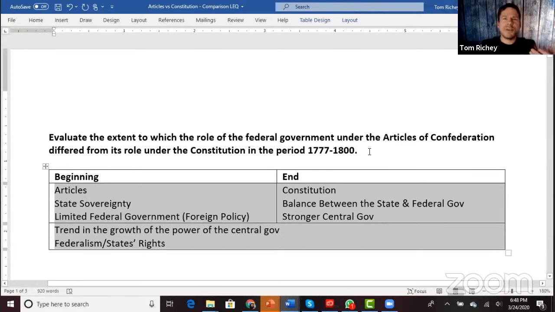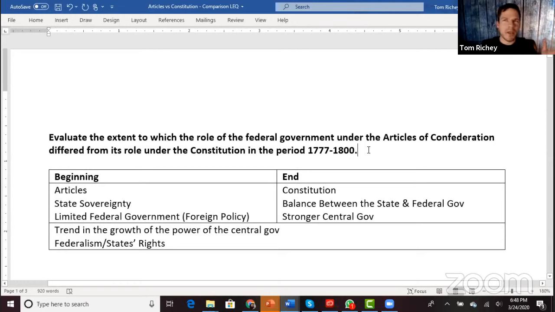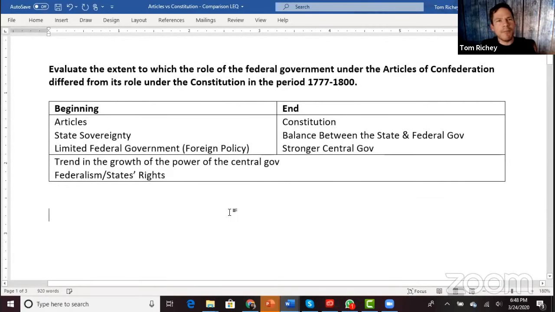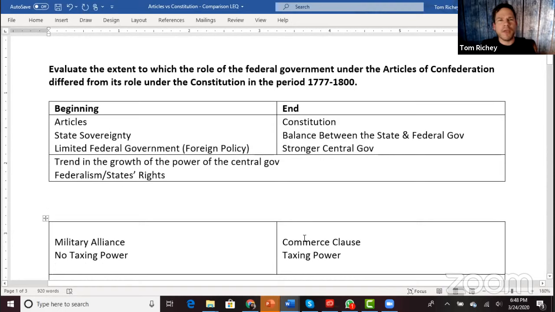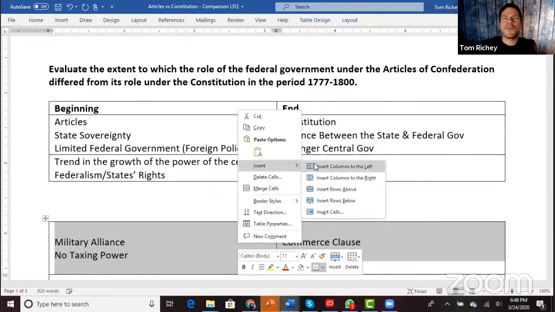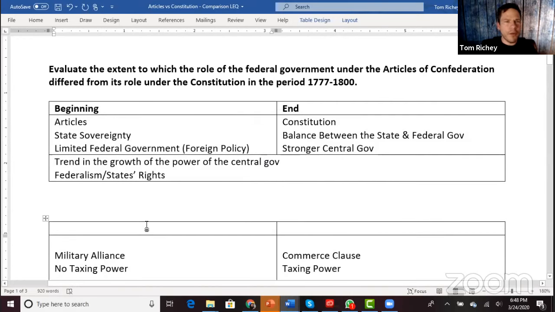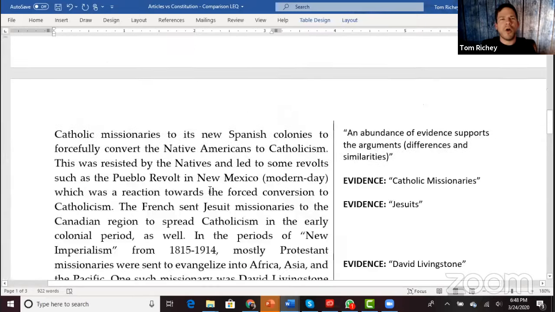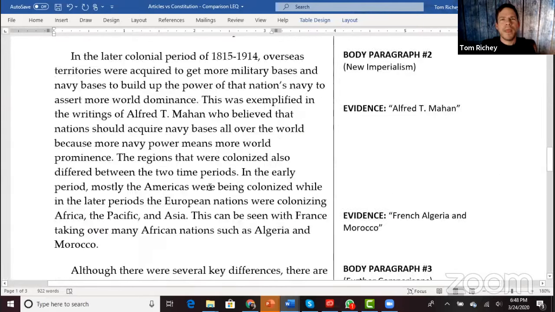Now, what I would do here on something like this, anytime you can make a comparison, I think make it a comparison. So when I think about that, I'm more likely going to frame it as something like this. Let me insert rows above. All right, so we're looking at the Articles and the Constitution. Okay, so I've got a sample here.